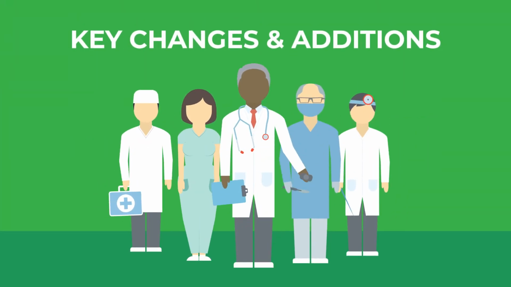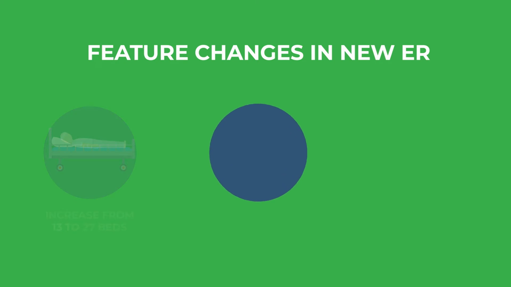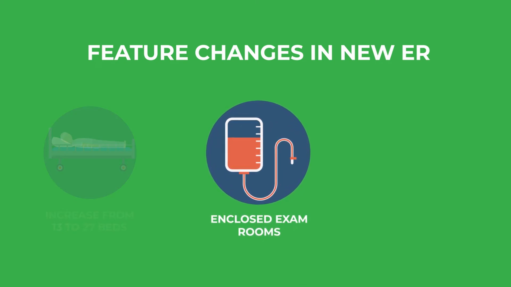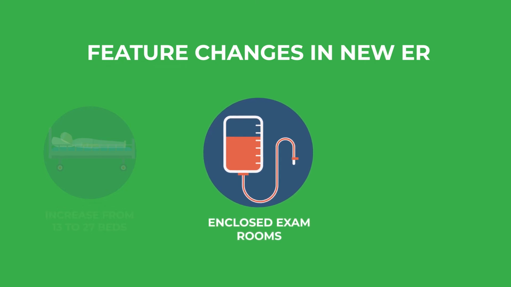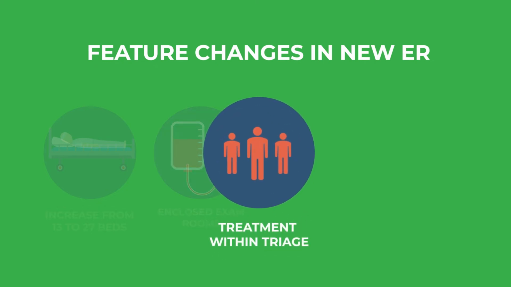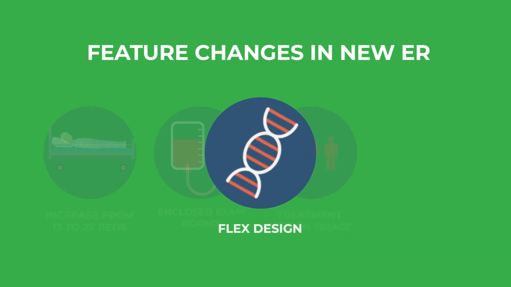The new ER will feature key changes and additions to solve these issues, such as an increase from 13 beds to 27 beds. Exam rooms will be enclosed rooms instead of just a curtain divide. This will also increase privacy and quality of care for each patient. Treatment within triage for low acuity and rapid placement to rooms. And an overall design that can flex with the higher intake of patients.